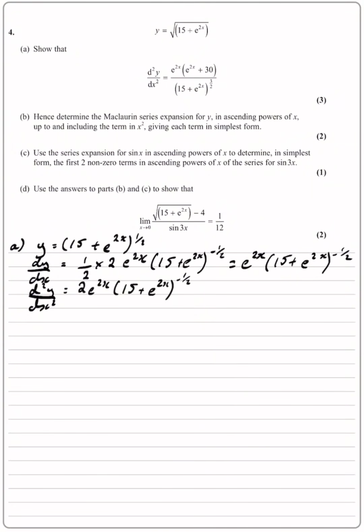So let's construct the tools we need for Maclaurin here. We've differentiated using the chain rule, and then differentiated using the chain rule again, combined with the product rule to get the second derivative. To start tidying this up, I'm going to factorize out an e to the 2x. So we get e to the 2x, two lots of 15 plus e to the 2x to the power of a negative half.